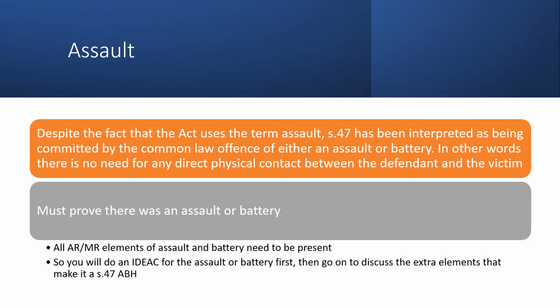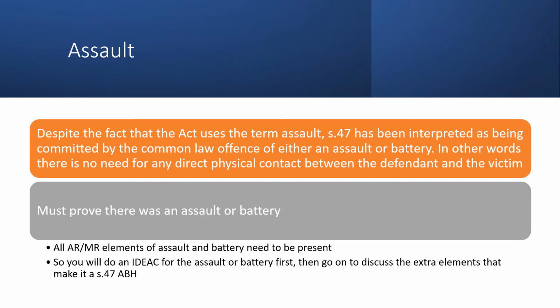So assault. Despite the fact that the Act uses the term assault, section 47 has been interpreted as being committed by the common law offence of either assault or battery. In other words, there's no need for any direct physical contact between the defendant and the victim if it's an assault, but if there is, then that's of course going to be battery. So we mentioned in the assault and battery videos, they are constituent elements, underpinning elements of the non-fatal offences we're going to look at, particularly for ABH.